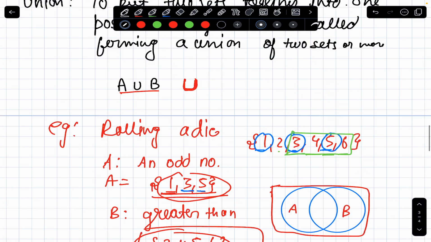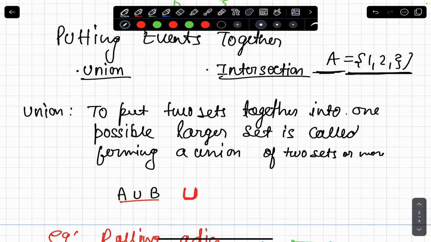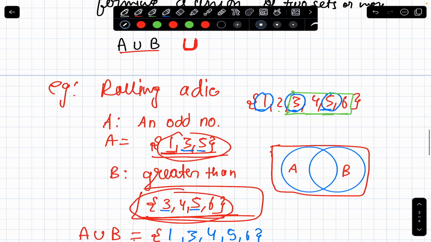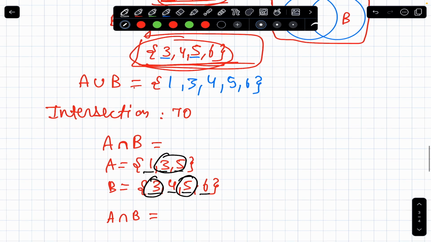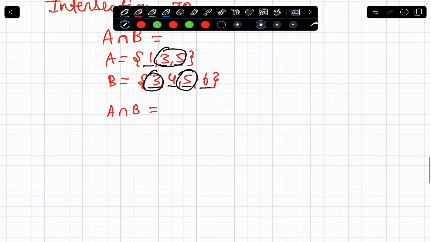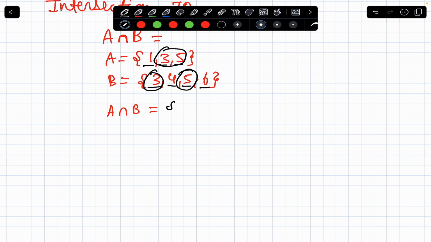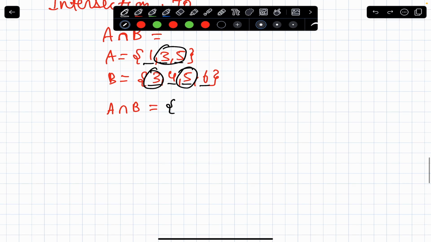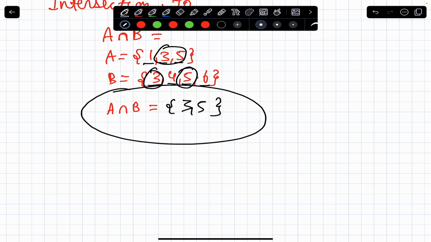In the union, we actually expanded our set, but in the intersection, we filtered out, and we only added the numbers which are actually common in both sets. It's simple as that. So we'll give it, sorry, not one, that's my mistake, 3 and 5. So this is the intersection of sets A and B.